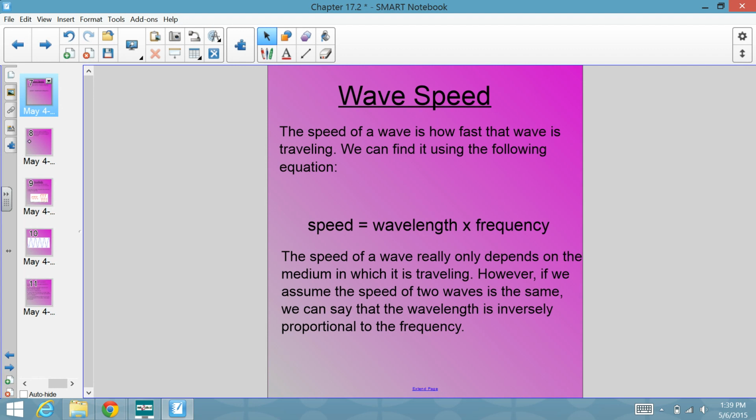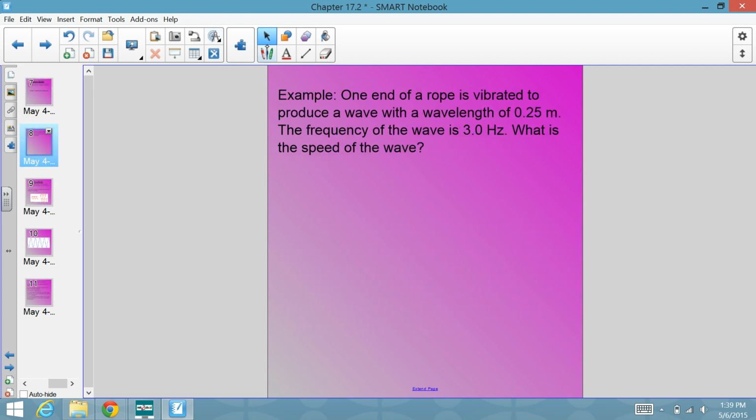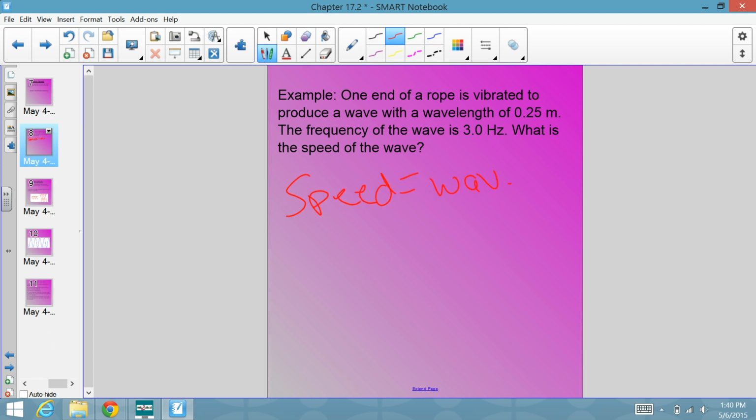Now, let's do an example of how to use this equation. So, one end of a rope is vibrated to produce a wave with a wavelength of 0.25 meters. The frequency of the wave is 3 hertz. What is the speed of the wave? So, the equation we're going to use is the speed is equal to wavelength times frequency. We haven't gone over the abbreviations for these things yet or what their units are. We'll cover that in class with our concept and equation charts.